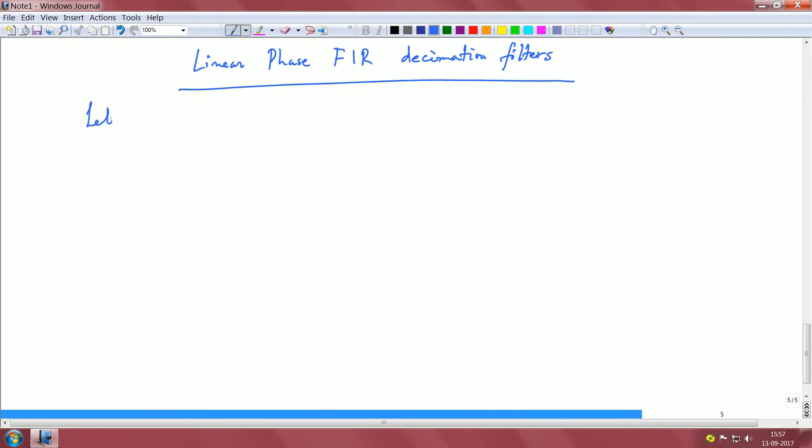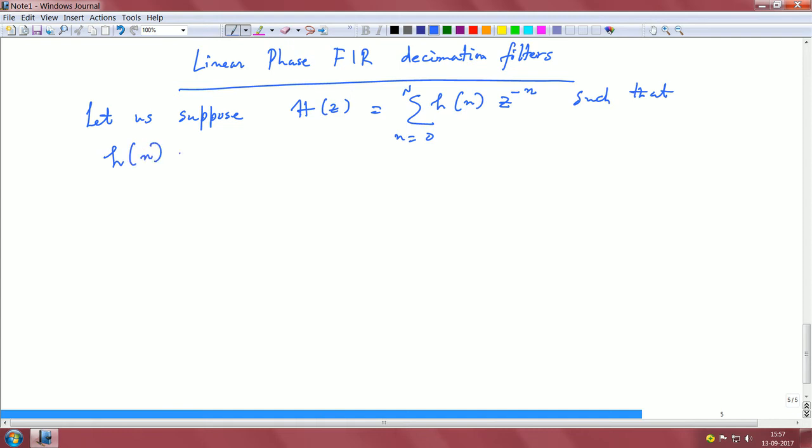So let us suppose we have a filter with impulse response small h of n such that h of n is h of capital N minus small n. I mean this is symmetric, right, this is symmetric.